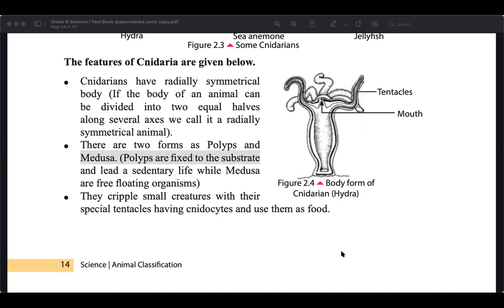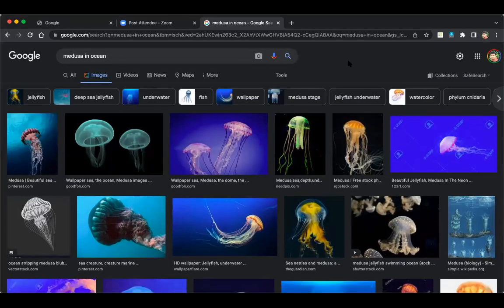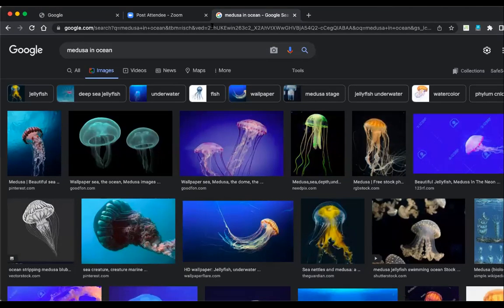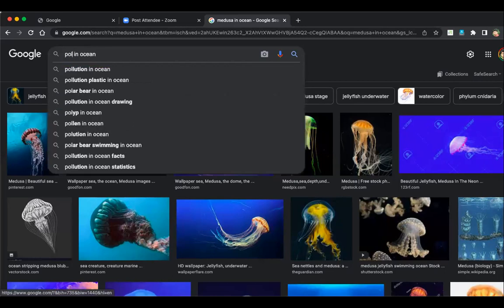Right, let's continue. You couldn't see this, right? I just want to show this. Can you see this now? This is the medusa, basically this jellyfish. They can float in the ocean. Can you see? Yes, sir.